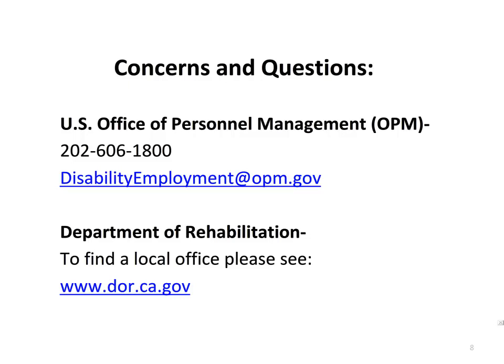If there are any questions or concerns about the Schedule A hiring authority, please contact the U.S. Office of Personnel Management, OPM, at 202-606-1800 or at disabilityemployment@opm.gov. To find a local Department of Rehabilitation office to obtain a Schedule A letter, please visit www.dor.ca.gov. Thank you.